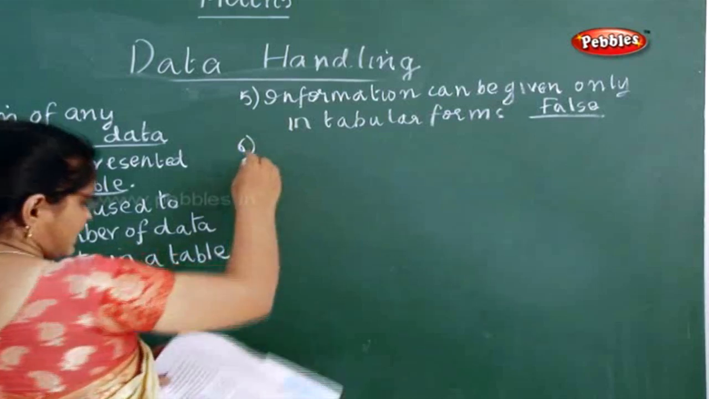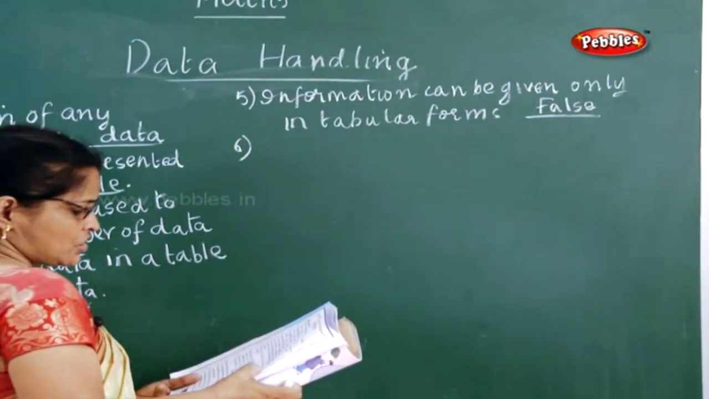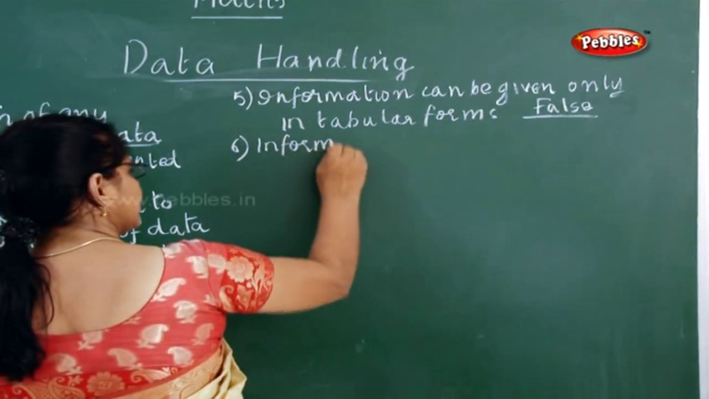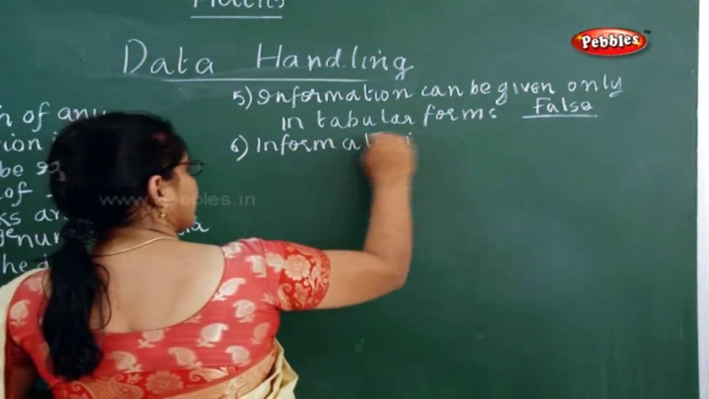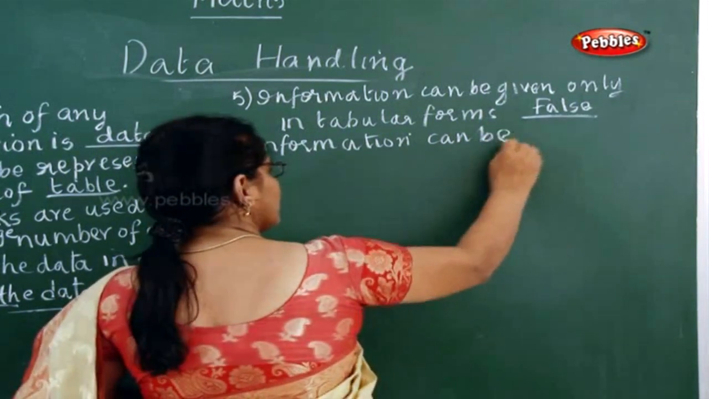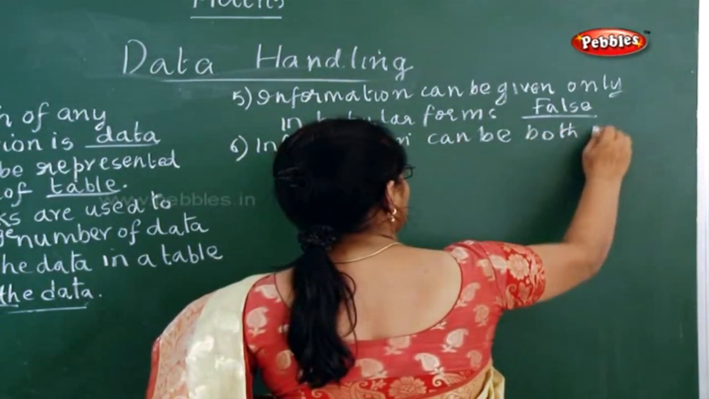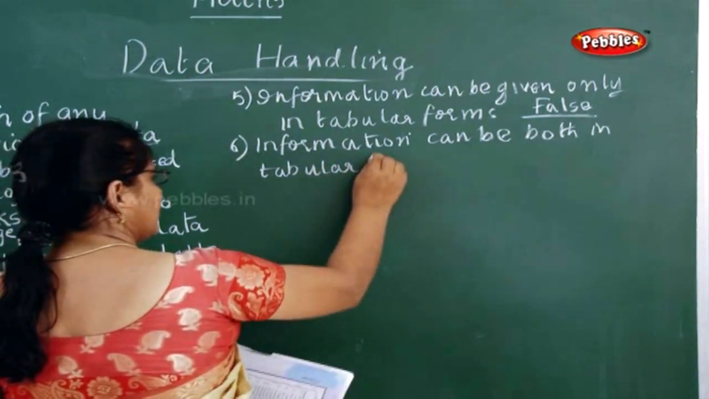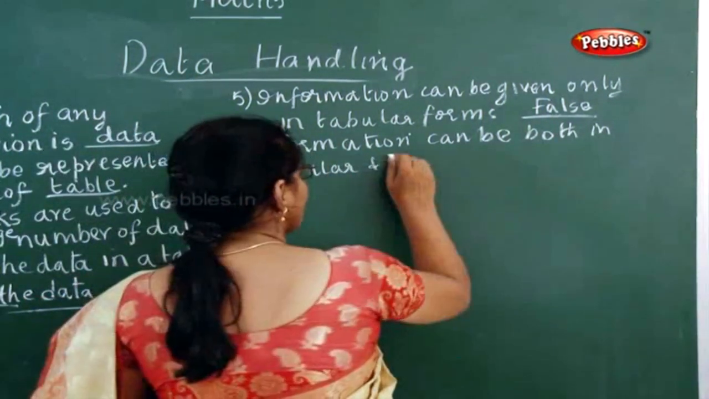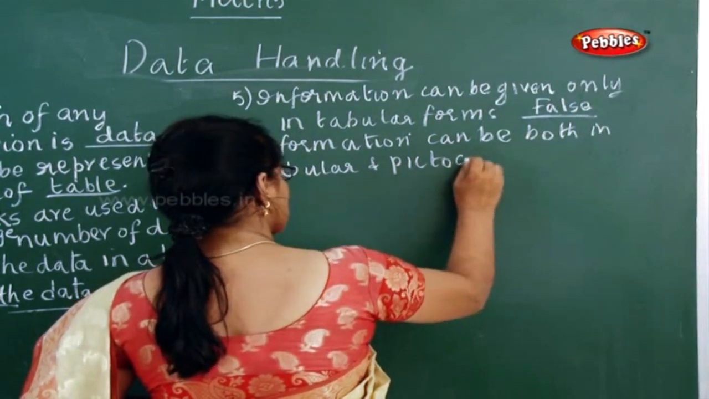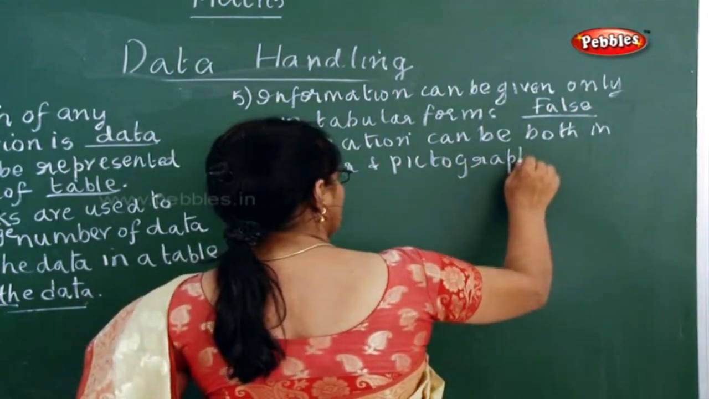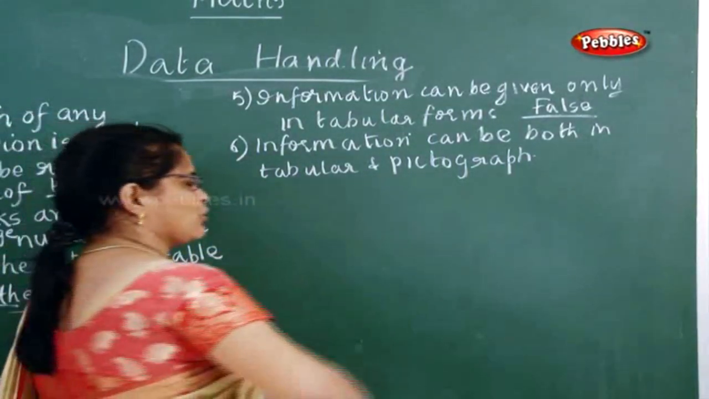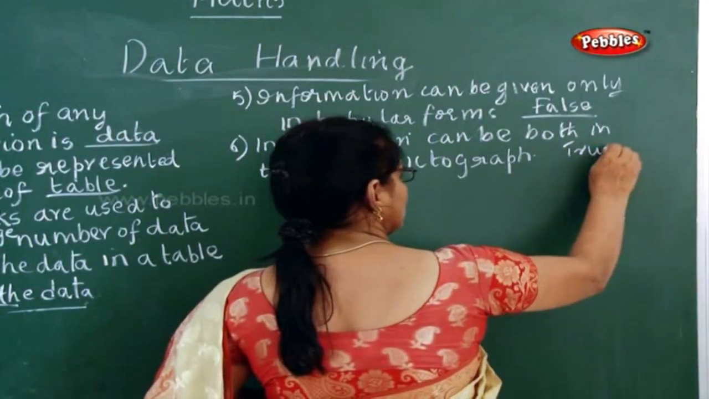Now what is the sixth question they have given? Information can be both in tabular and pictograph. So they have asked whether it is true or false. Now can you tell me? Yes, it can be in tabular and pictograph. So you have to write true.